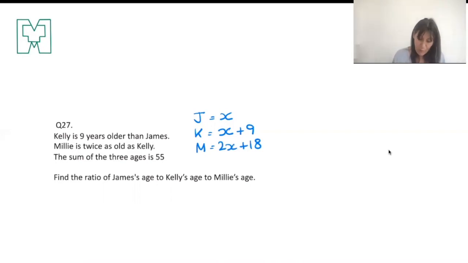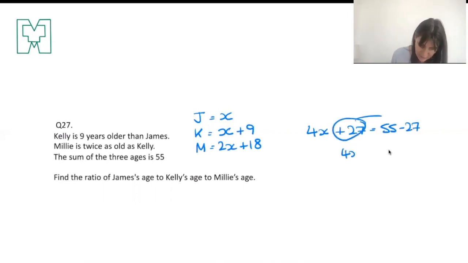The sum of all three is 55. So together, which is, oops, not 5, 4x plus 27. Together, that gives me 55. Then you take off the 27. And you've got 4x equals 28. Divide through by the 4, and you've got your x is equal to 7.